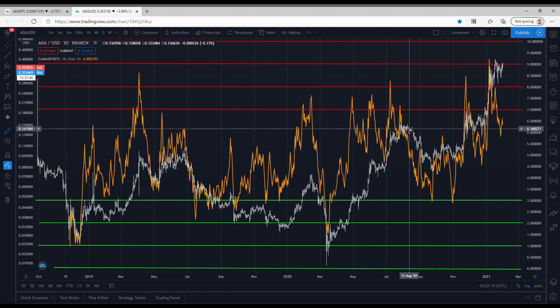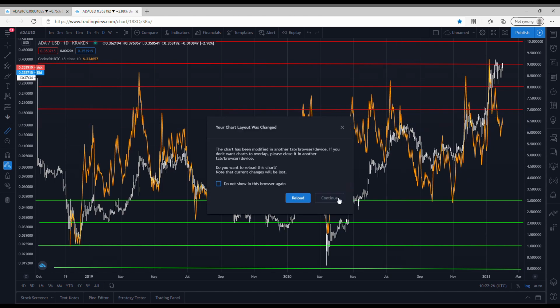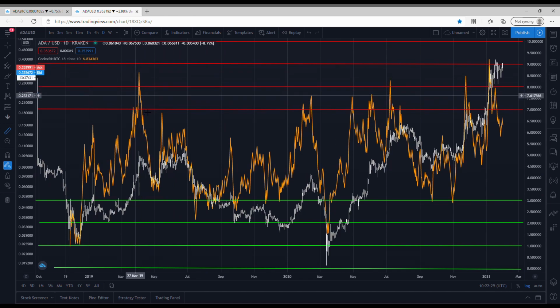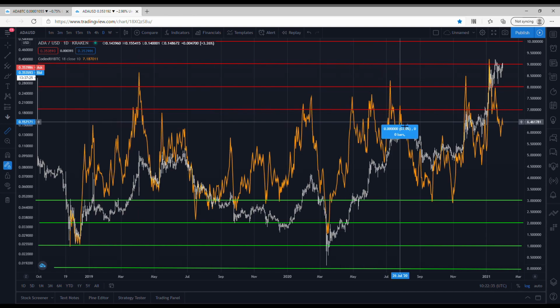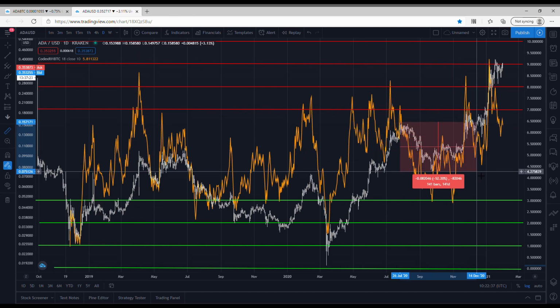For example, for those that bought here in mid 2020, let's say they bought here when the risk was at 7. And they would have expected the same thing to happen as it did in early 2019. They would have lost a lot of money. They would have lost like 50%, like half of their portfolio of Cardano would have been wiped out.